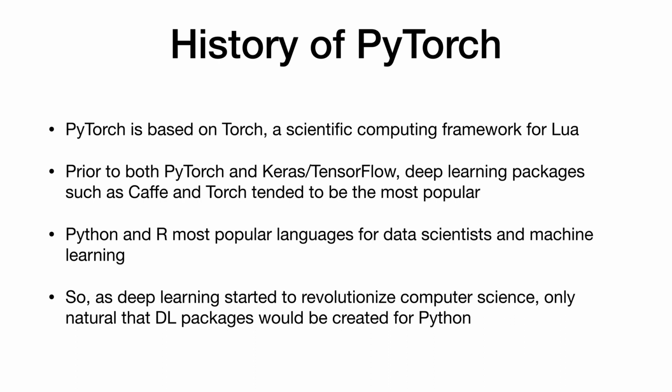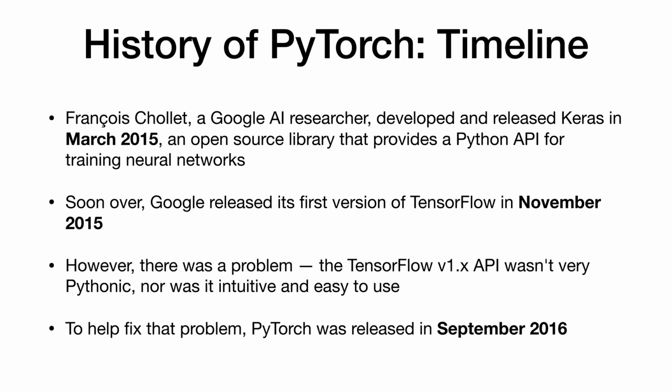Of course, Python and R are the most popular programming languages for scientists and machine learning practitioners. So it's only natural that as deep learning started to revolutionize the field of computer science, deep learning packages would be created for Python as well. So back in March of 2015, Francois Chollet, a Google AI researcher, released Keras, and that provided an API for training neural networks. Keras was kind of this high-level API that underneath of it required a computational engine. So at the time, that was Theano, and then it switched over to TensorFlow, and also supported a number of other backends as well. So Keras relied on one of these backends to actually be constructing the graph, performing your forward and backward propagations, and doing all of that heavy lifting. Keras just kind of sat on top of those heavy lifting APIs and made it easier and accessible to work with.